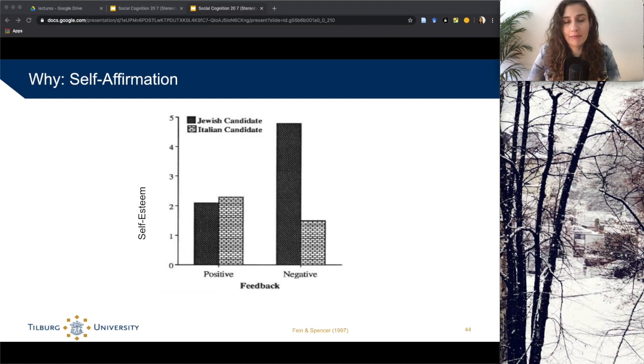So for positive feedback, we wouldn't expect that there's any difference in how people felt in terms of their self-esteem between rating the Jewish and the Italian candidate, right? And that's what we see. But for the negative feedback condition, we can see that people who rated negatively the Jewish candidate, they made themselves feel so much better. Their self-esteem rating is now through the roof. So the increase in self-esteem was the highest among participants who received negative feedback and then evaluated the Jewish candidate. Okay, so this would be evidence that indeed stereotyping others makes us feel better.